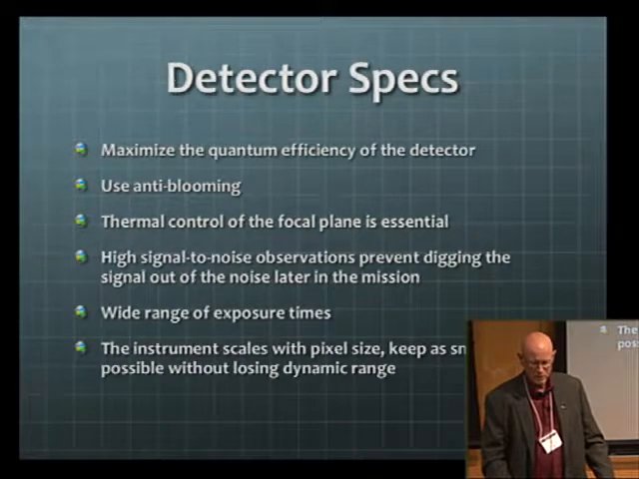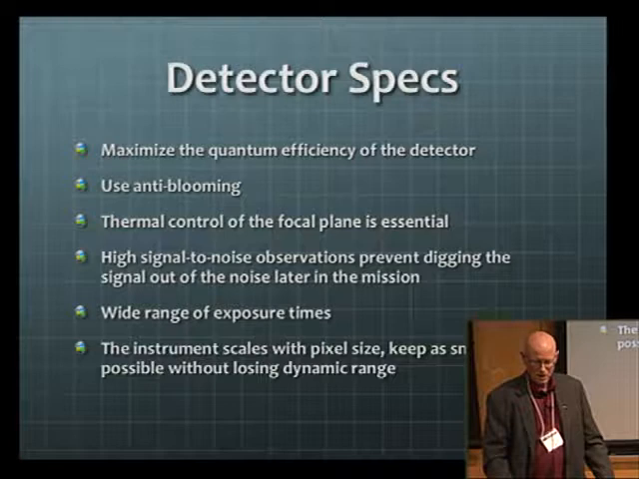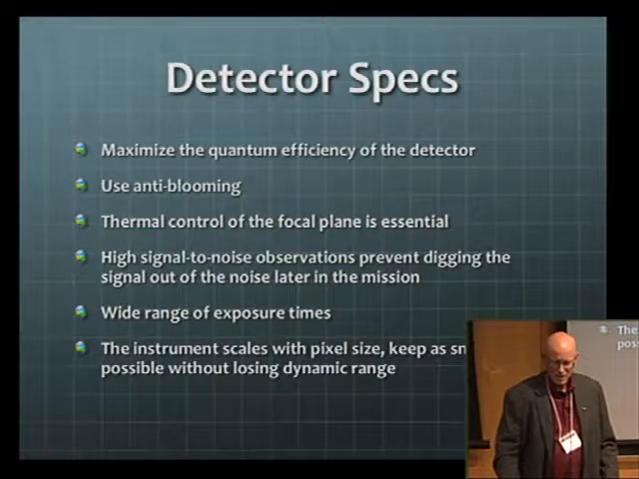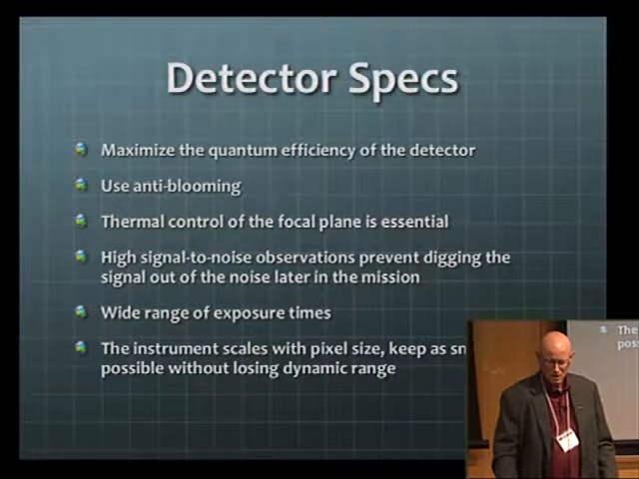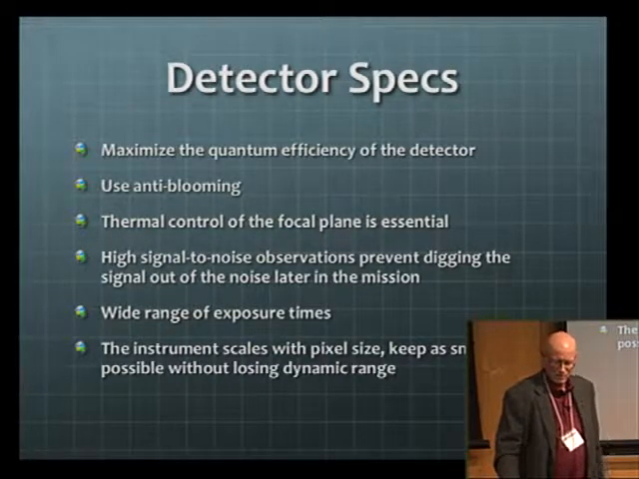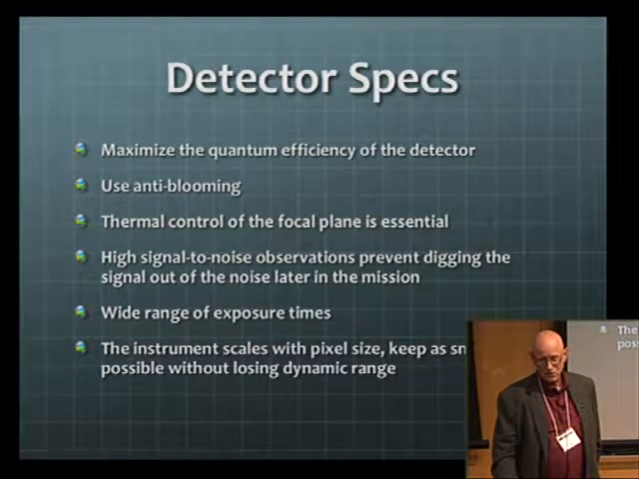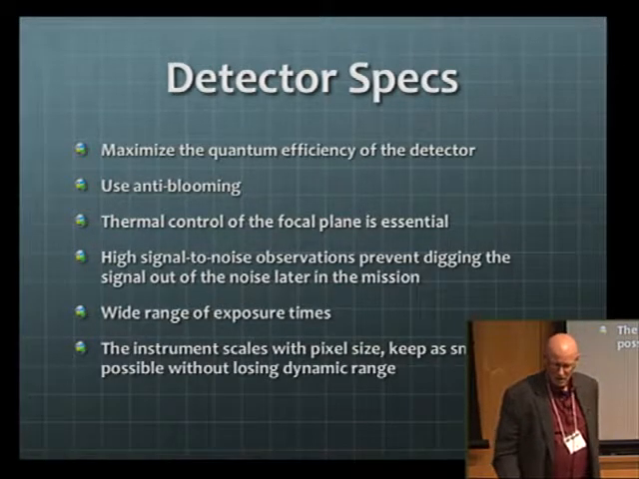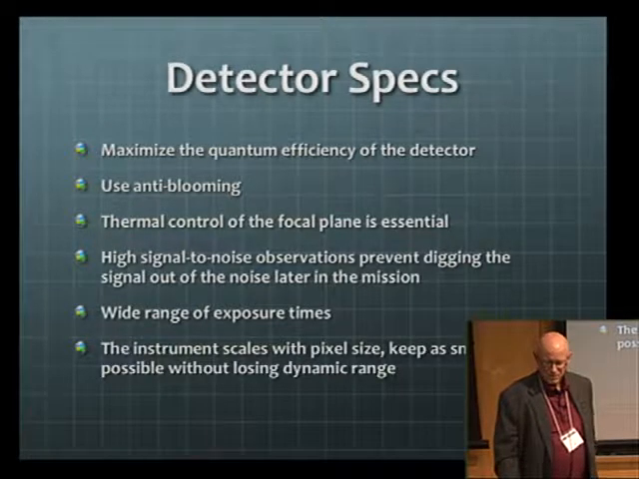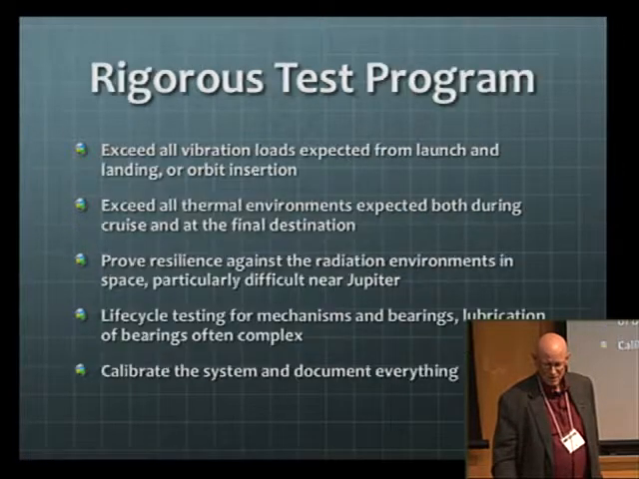And we have to practice planetary protection and keep things clean. The detectors have high quantum efficiency. We use the anti-blooming. And you have to control the thermal properties of the focal plane. You want high signal noise observations, and so we go for the lowest noise possible and a wide range of exposure times. The instrument scales with the pixel size. So if you get too small a pixel, though, your dynamic range is very short. You have to tune each observation to fit in that dynamic range, or you have to take multiple exposures. So we tend to have an intermediate pixel size for that reason.